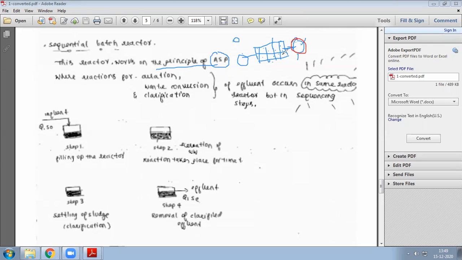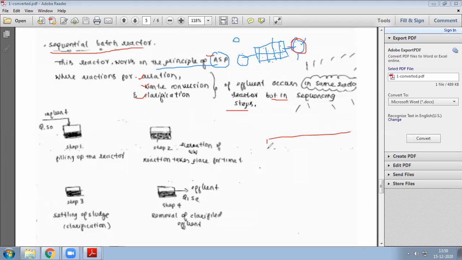Okay, so everything is happening inside one capsule, one vessel. It is called a sequential batch reactor. It works like the ASP, the activated sludge process. We need aeration, waste conversion, and a clarifier or sedimentation tank like this. The treatment occurs in the same reactor, but in sequential steps, one by one. So see here, what are all the steps?